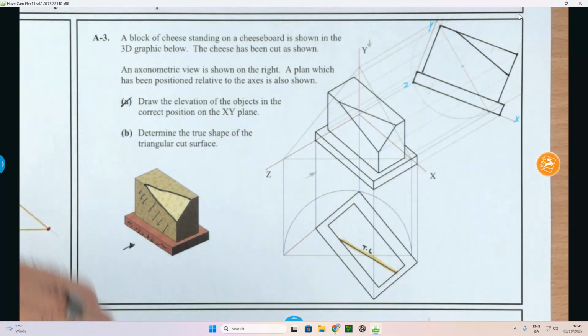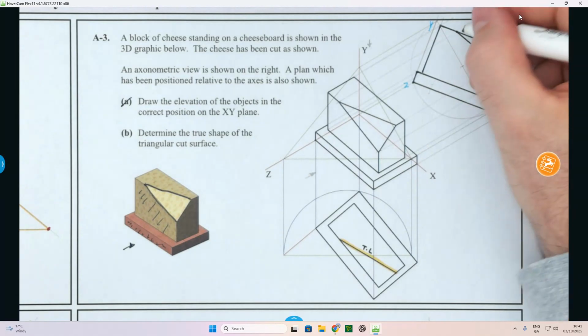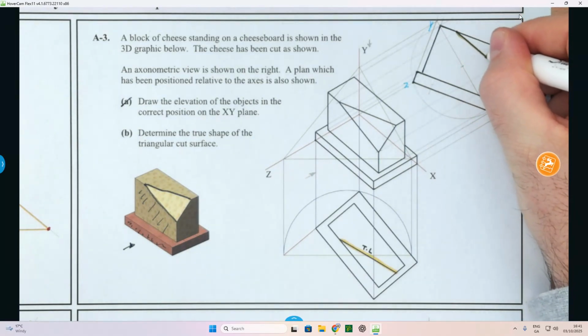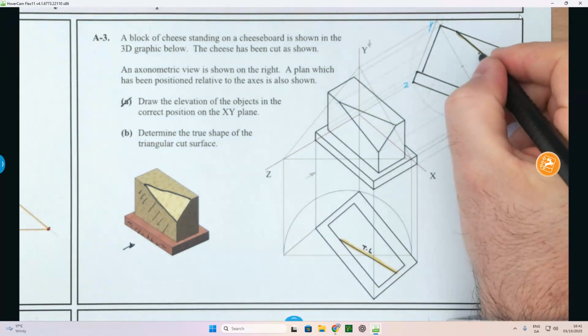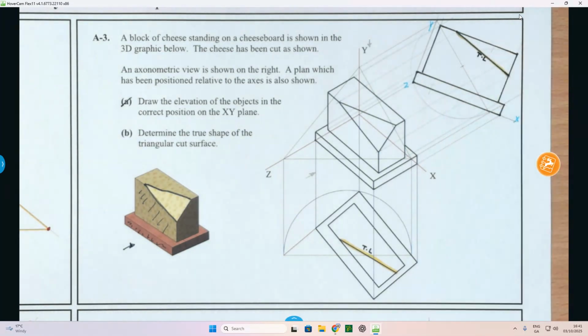So in what view do I see that? I clearly see it up here. So that's also a true length up there. So I'm going to just write that in. Now the last line is this guy.